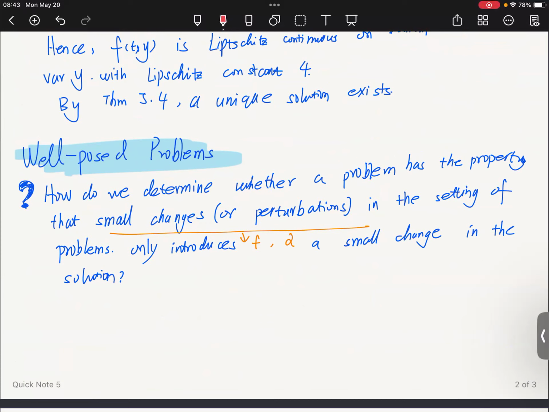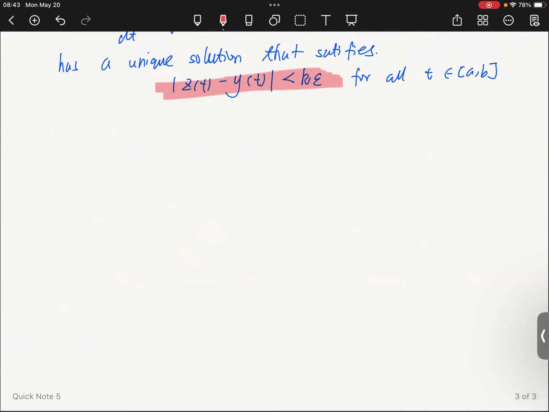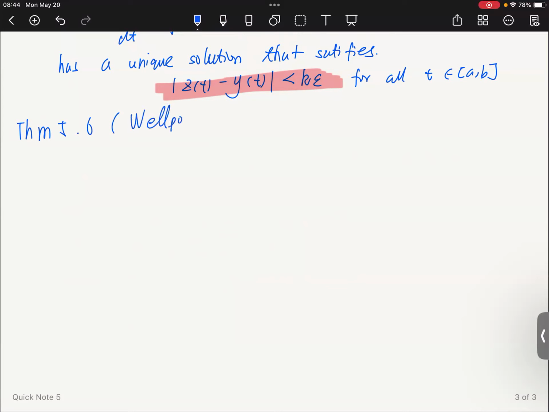And then the problem setting, we just have the F function and then the alpha value. So let's see. There's a theorem about the well-posedness of the IVP, the initial value problem. This is Theorem 5.6, which is about the well-posedness of the IVP problem. There are several assumptions here.